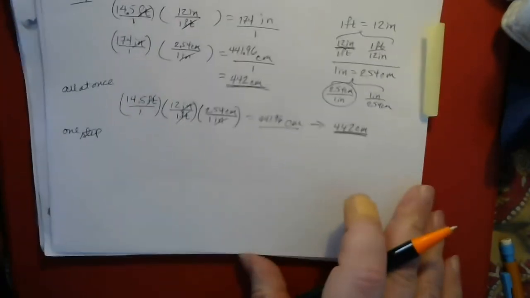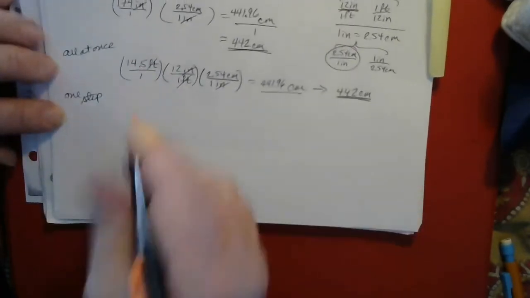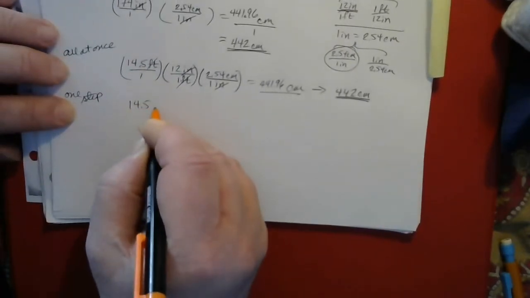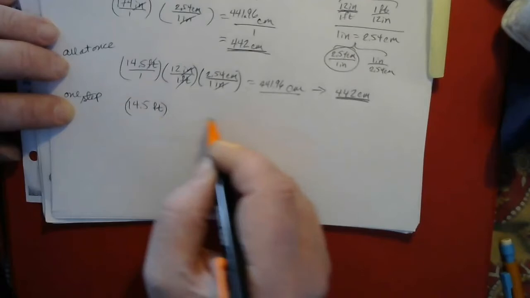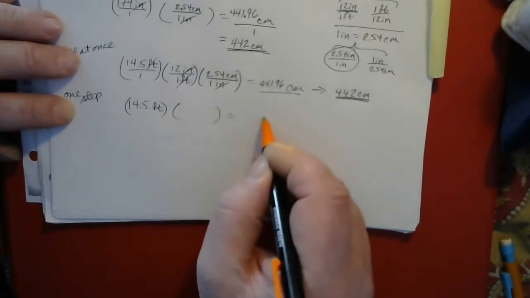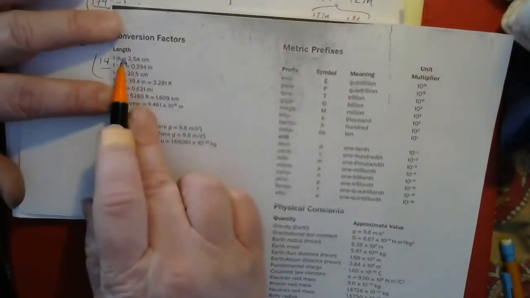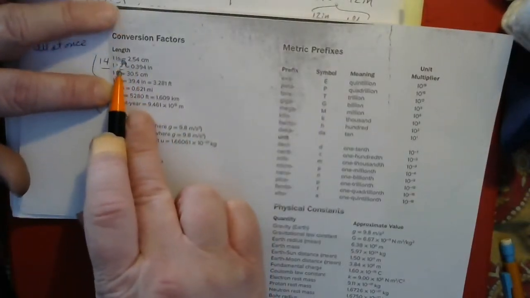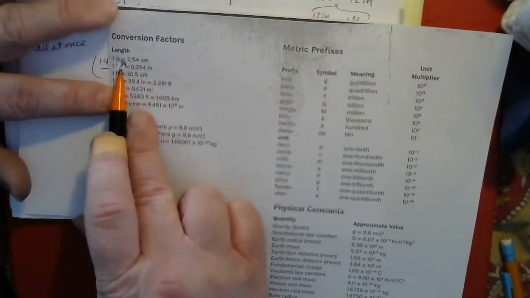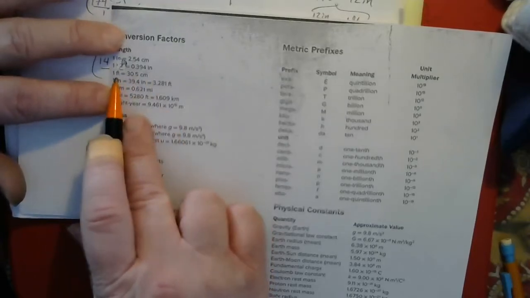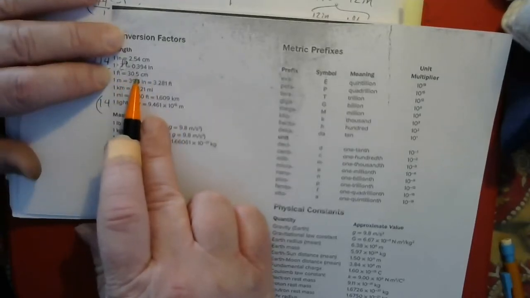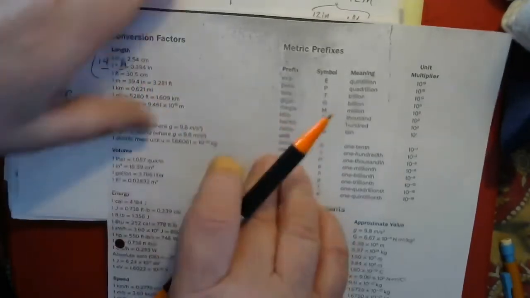And like I said, if you have the right conversion factor, you can do it in one step. So if we have 14.5 feet, and we need a conversion factor between centimeters and feet. So let's see what we can find up here. There's inches and centimeters. There's, I think that's meters under the hole punch. In inches, 1 foot is 30.5 centimeters. There you go.